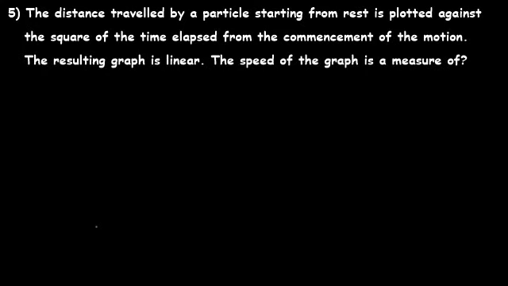The distance traveled by a particle starting from rest is plotted against the square of the time elapsed from the commencement of the motion. The resulting graph is linear. The slope of the graph is a measure of what?